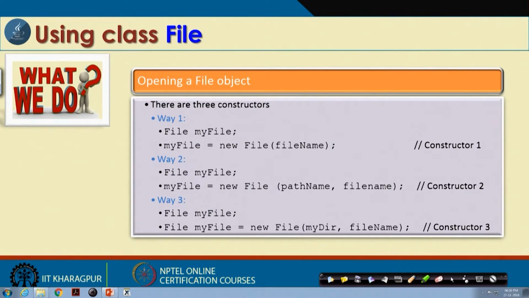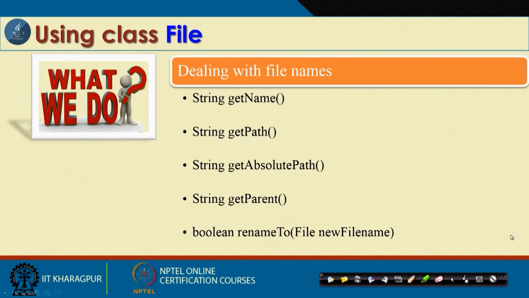So, these are the different ways the file objects can be created, and once the file object is created, we will be able to get different information through this file object. For example, there are many methods related to this File class, say getName, which returns the full name of the file that you are currently connected to. The getPath will say what the path is.